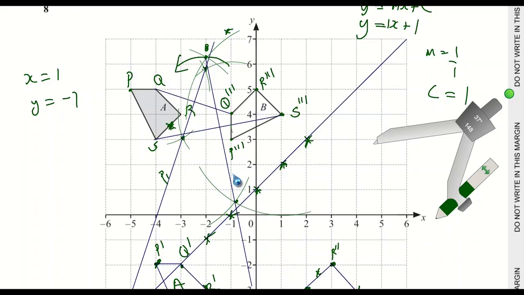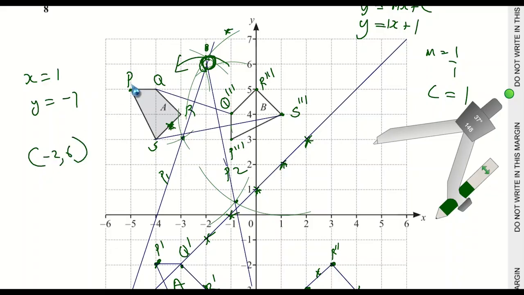So this is the second perpendicular bisector. Let's say P2. Where they intersect is the center of rotation, and you see the two of them intersect here. That is x equals -2, y equals 6. So my center of rotation is (-2, 6).